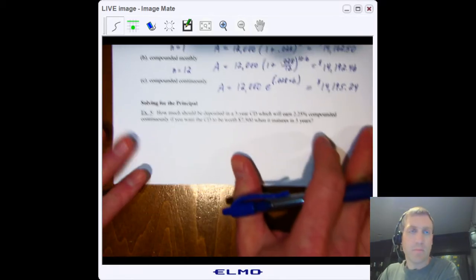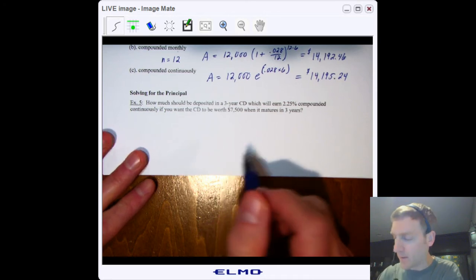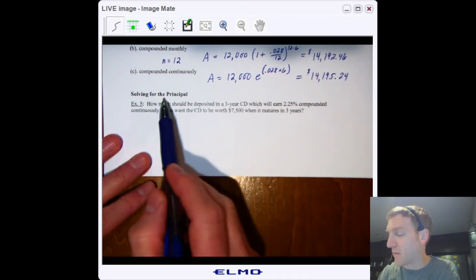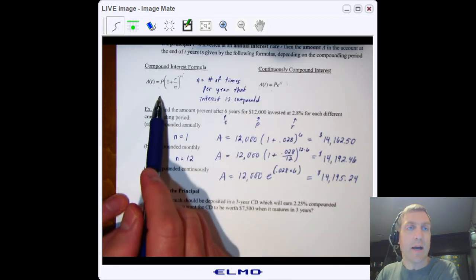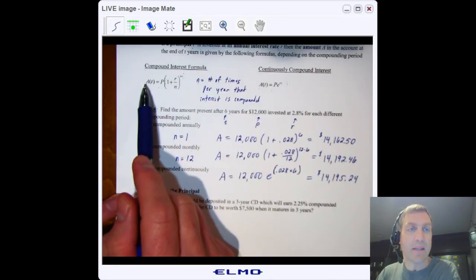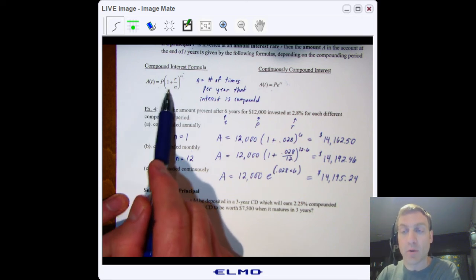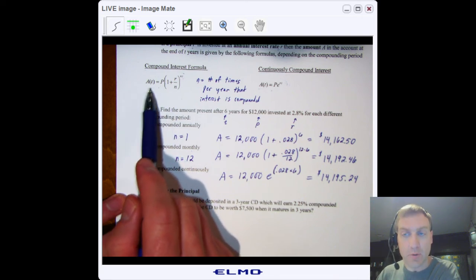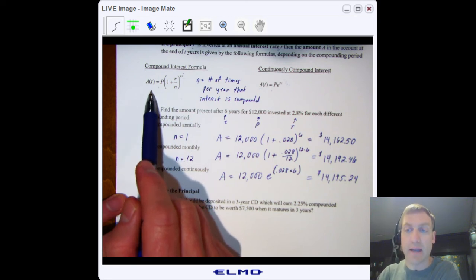All right. Now the last example, and then you can try some assignments on your own. Okay. Example 5, solving for the principal. Go back up to here. Suppose instead of giving the P and finding the A, suppose you know the A and you want to find the P. In other words, you know how much you want to have in the future, and you need to ask yourself, how much should I invest now to have that in the future?